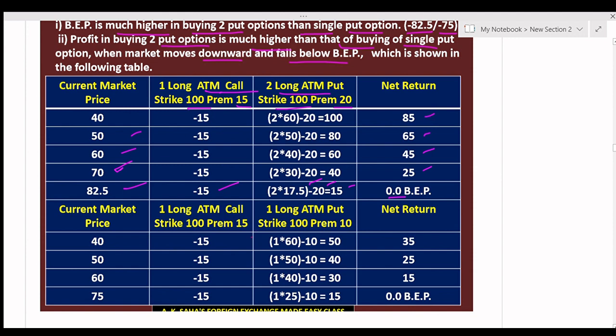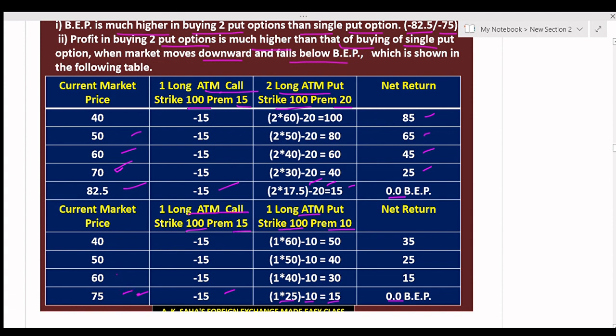Now comes the single put option strategy, that is buying one call option at ATM strike price 100 and premium is 15, and one put option, the strike price is 100 and premium is 10. Start with the break-even point, that is 75. Here it is 85, here it is 75, minus 15, 1 into 25 minus 10 is equal to 15. The break-even point is attained at the point of 75.